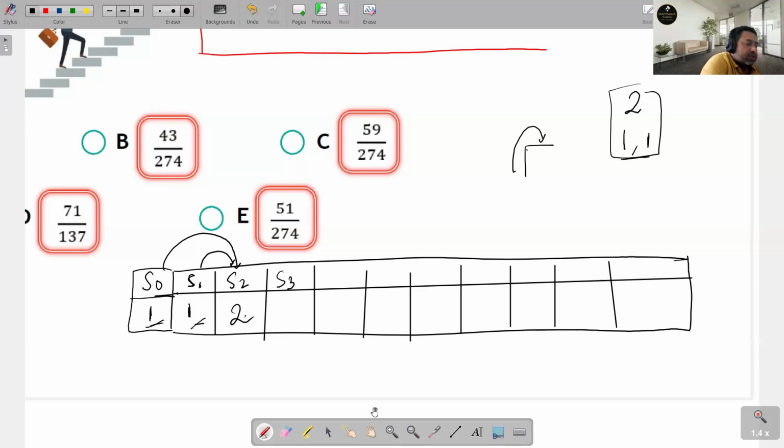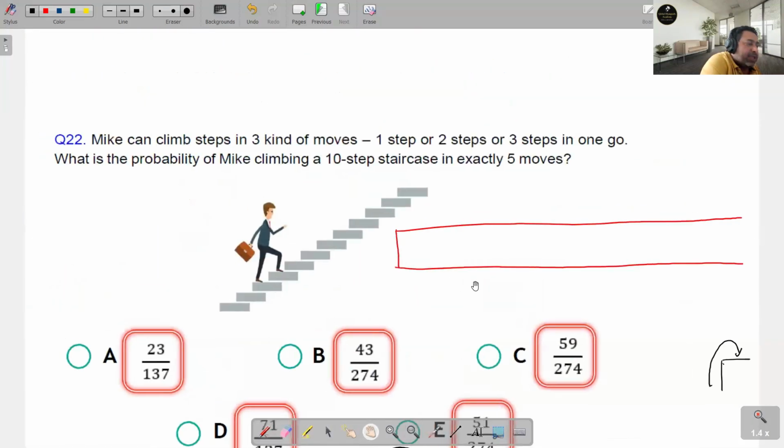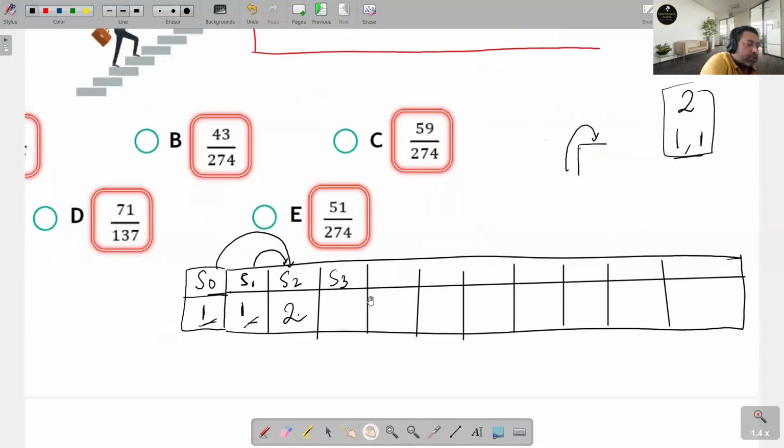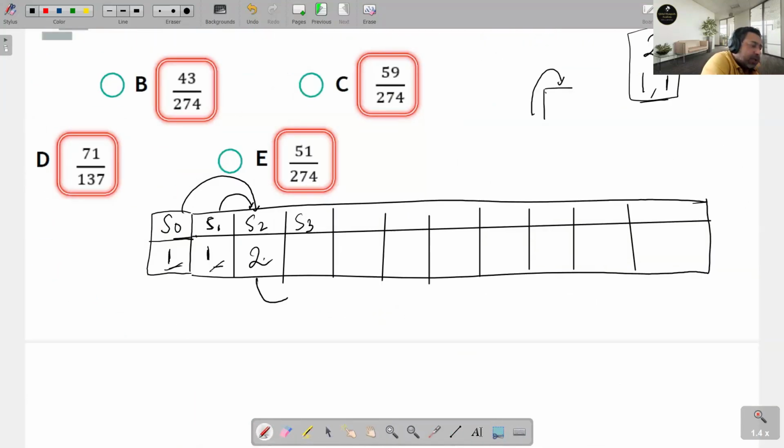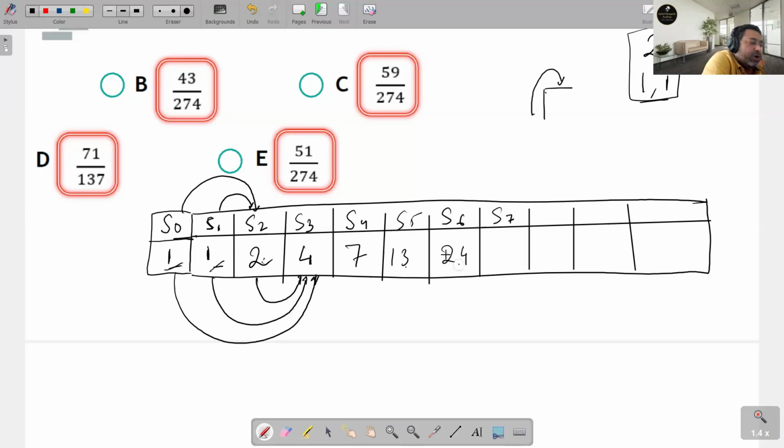Step 3, because our friend Mike is allowed to take a 3-step move also, I can come either from step 2 by taking a 1-step jump, or from step 1 by a 2-step jump, or I can take a 3-step jump directly to step 3. So 1 plus 1 plus 2, it will become 4. Therefore, we keep on adding the last 3 numbers and make a Fibonacci-like series. So step 4 is 4 plus 2 plus 1, which is 7. Step 5 will be 7 plus 4 plus 2, which is 13. Step 6, I can reach in 13 plus 7 plus 4, which is 24. Step 7 will be 24 plus 13 plus 7, which is 44.